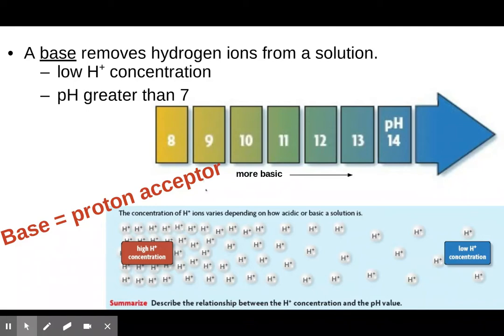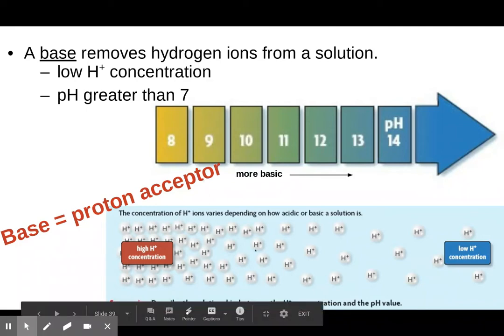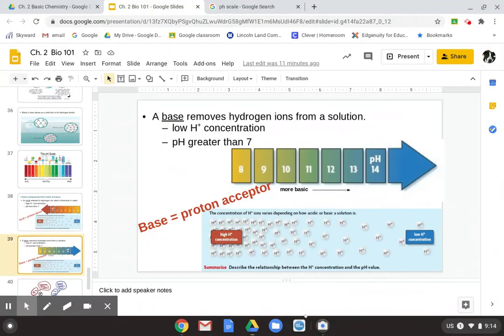All right, so let's try to answer this question down here. Here's the question. Summarize. Describe the relationship between hydrogen concentration and the pH value. So if you're a strong base, you're up here with a pH value of 14. It's the strongest base you can get.